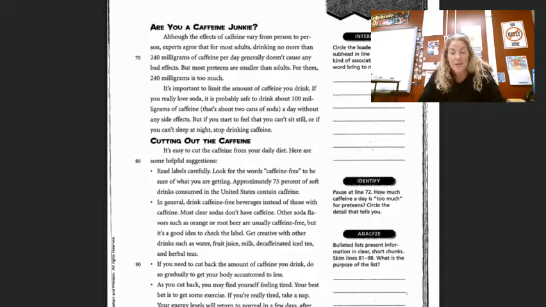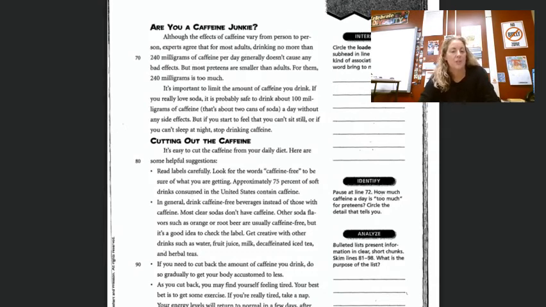How are you going to do that? Cutting out the caffeine. It is easy to cut the caffeine from your daily diet. Is it? What kind of appeal is that? Is that fact-based or is that more of an opinion? It's easy to cut the caffeine from your daily diet.